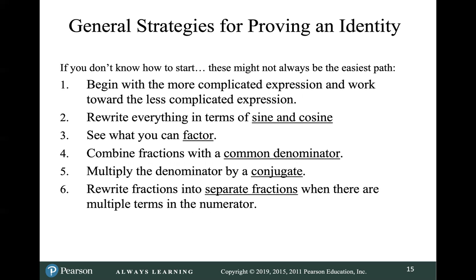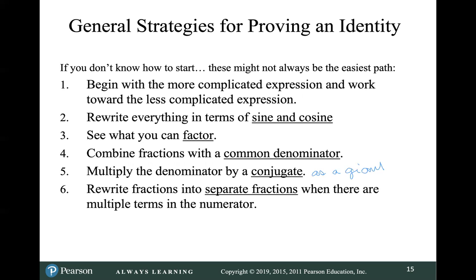Like we saw in the last example, that's not always going to work. None of these are always going to work. However, it's a good strategy to try. If that doesn't work, try multiplying the denominator by a conjugate. Again, that's as a giant 1. I should put that as a giant 1.